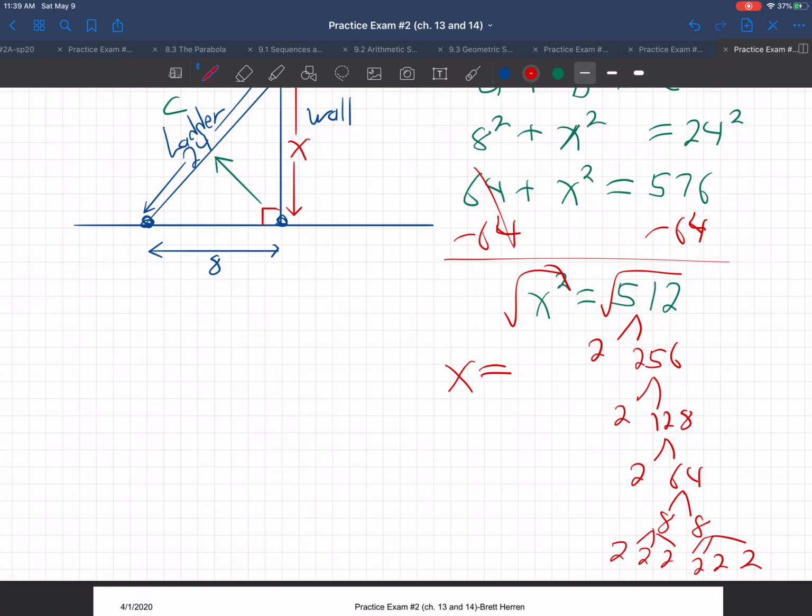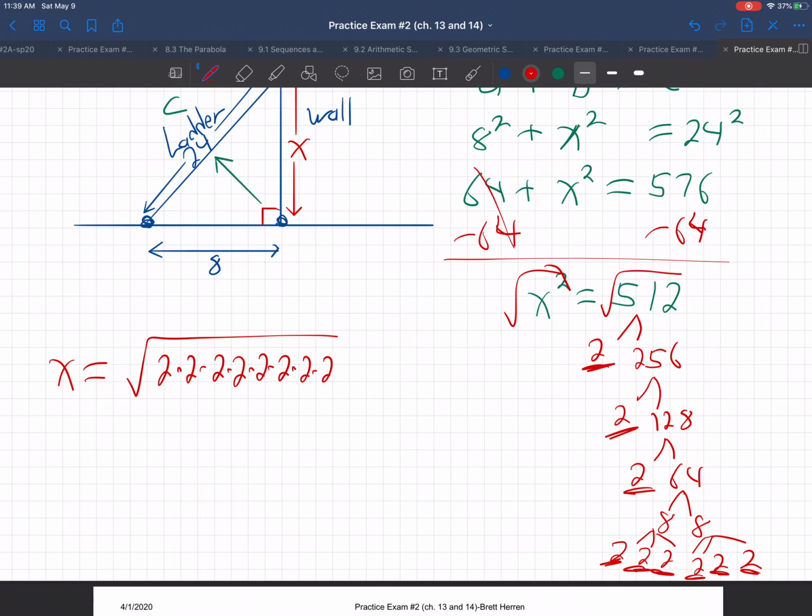Okay, so here, let me bring this over here. What do we have now? We have x is the square root. How many 2's? 1, 2, 3, 4, 5, 6, 7, 8, 9 2's for 512.